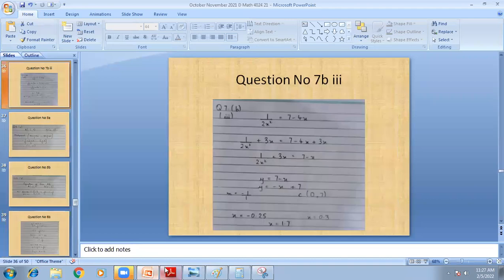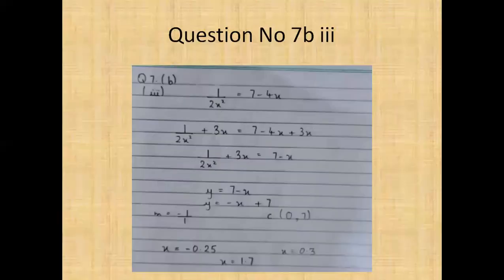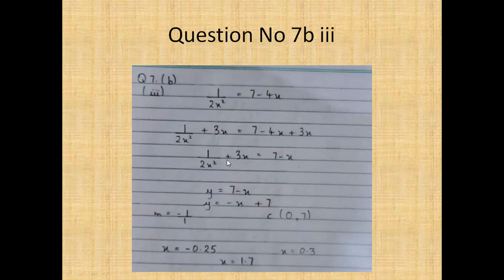A lot of weightage is given to this. Okay. So you will have 1 by 2x squared equals 7 minus 4x. I will add plus 3x on both the sides. So you will have 1 by 2x squared plus 3x equals 7 minus x. How do I know to add 3x on both the sides? Because on the left side, I want to make the equation of the main graph, which is already drawn. And that curve's equation is 1 by 2x squared plus 3x. That's why we added plus 3x on both the sides.